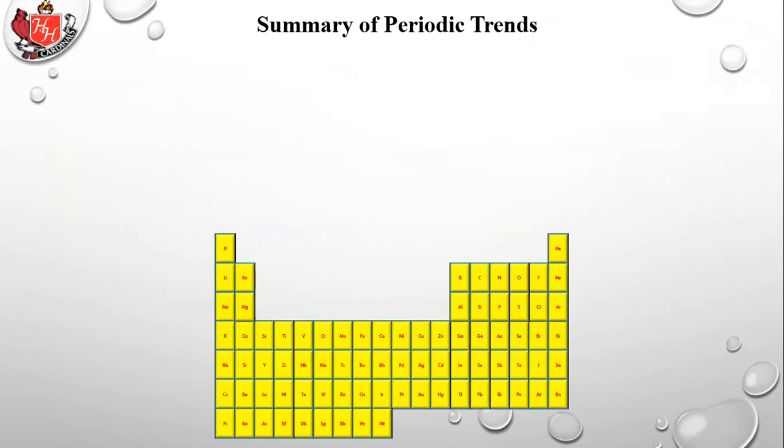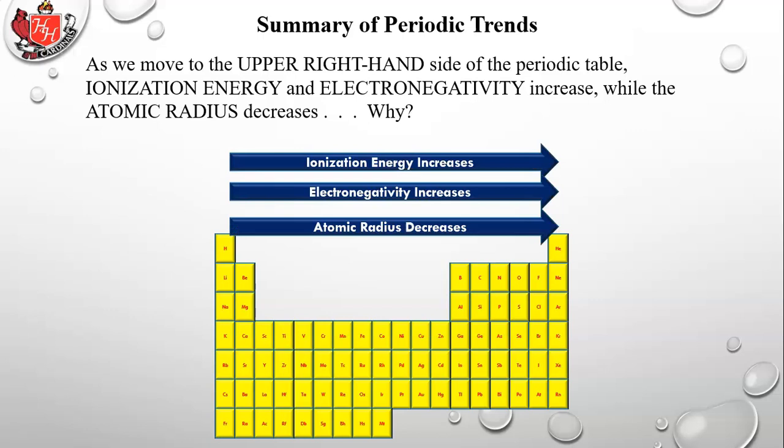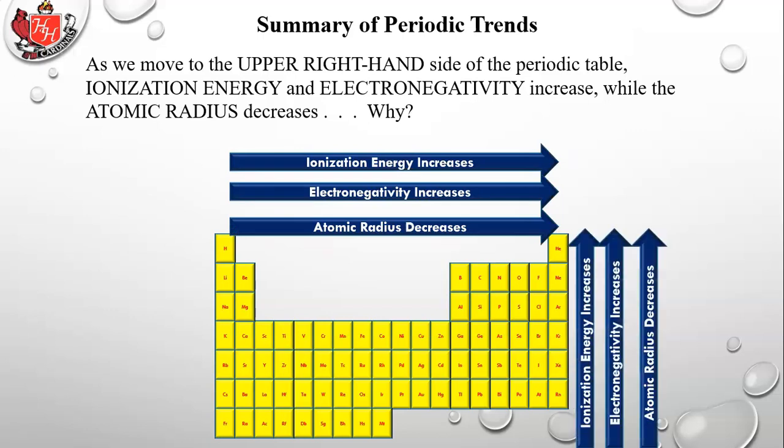Okay, so let's summarize all 3 of the periodic trends we've talked about in the last 3 lessons, including this one: ionization energy, electronegativity, and atomic radius. As we move to the upper right-hand side of the periodic table, ionization energy and electronegativity increase while atomic radius decreases. Okay, so look at these.